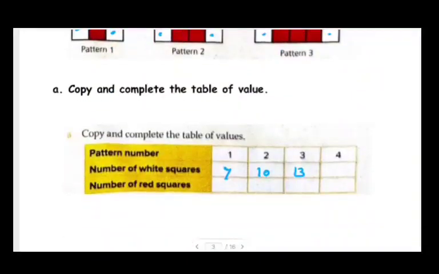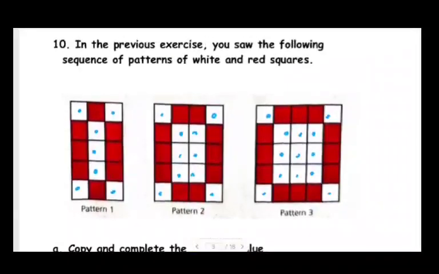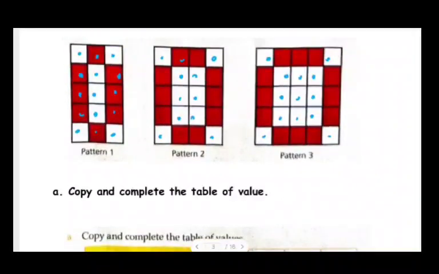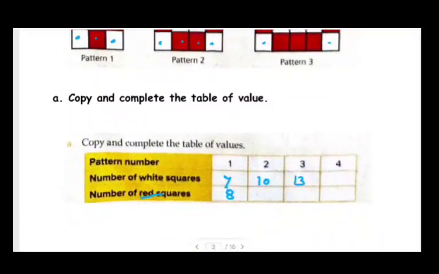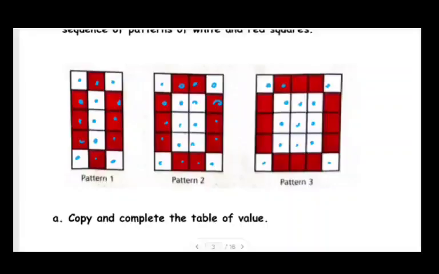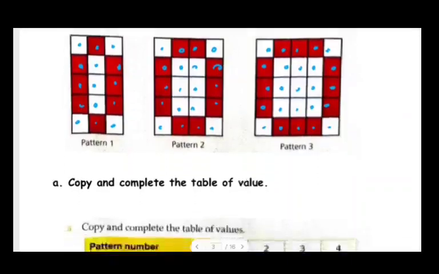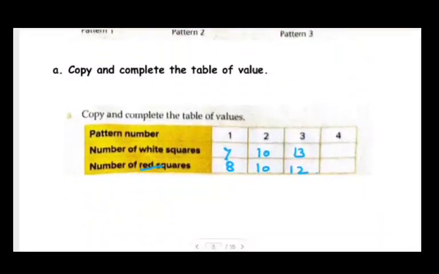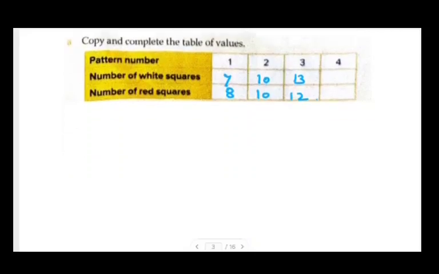Okay, now it says they want the number of red squares too. So 1, 2, 3, 4, 5, 6, 7, 8. First is 8, then 1, 2, 3, 4, 5, 6, 7, 8, 9, 10. Next one is 10. Third one, 1, 2, 3, 4, 5, 6, 7, 8, 9, 10, 11, 12. So 12. This as well we shall find out with the help of position to term rule, which is nth term. Alright. So here our table is yet not completed. We shall complete it.